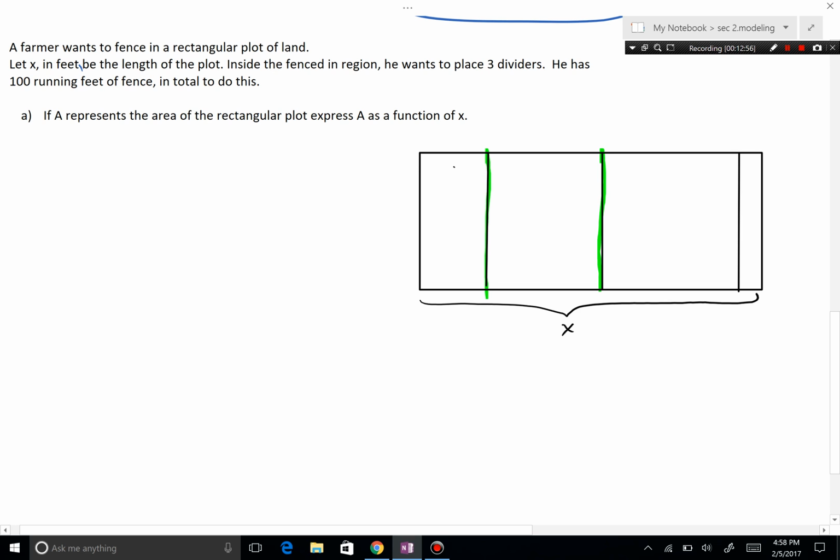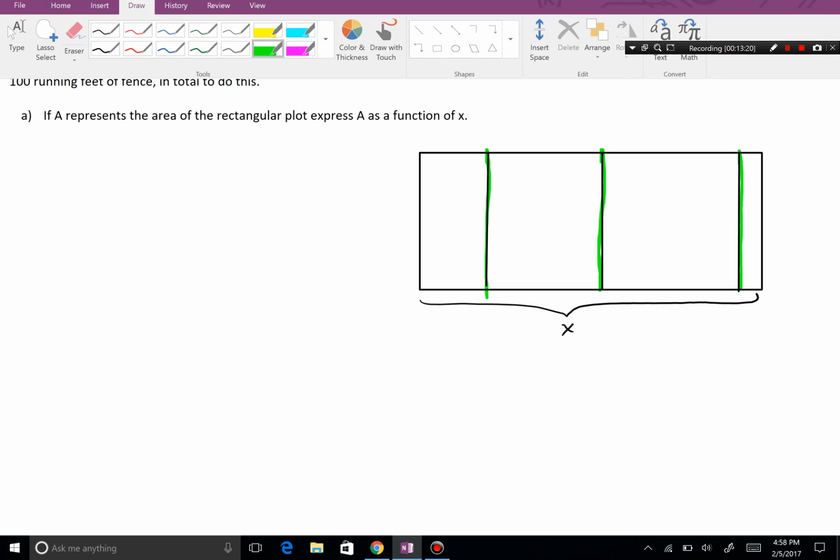So you might have a pig pen in here. He's a farmer, obviously. He might have green beans going across the fence. He might have some tomatoes. He might have some watermelons. Okay, it depends on what he's growing, right? So you might have different spacing. Here he only has 100 feet of running fence. That means to construct all of this, he has to make 100 feet of fence, okay? If A represents the area of the rectangular plot, express A as a function of x.